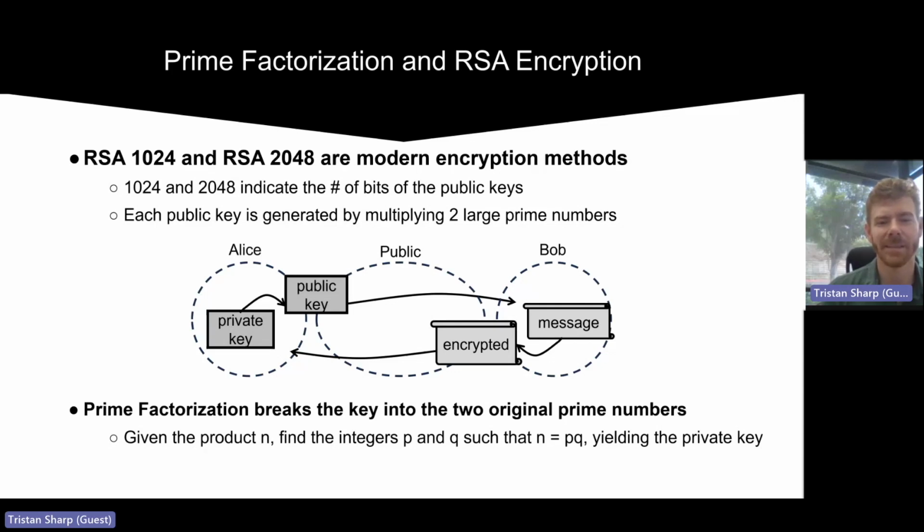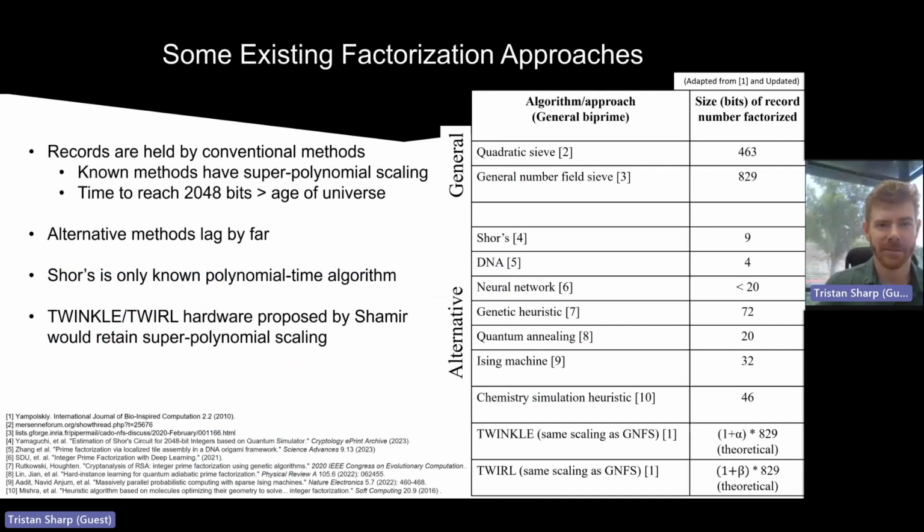Bob can then use it and encrypt the message, pass the encrypted message back, and the private key is the only thing that would decrypt it. So prime factorization, of course, breaks this key into the two original prime numbers, yielding the private key from the public key. And of course, it's a famous problem.